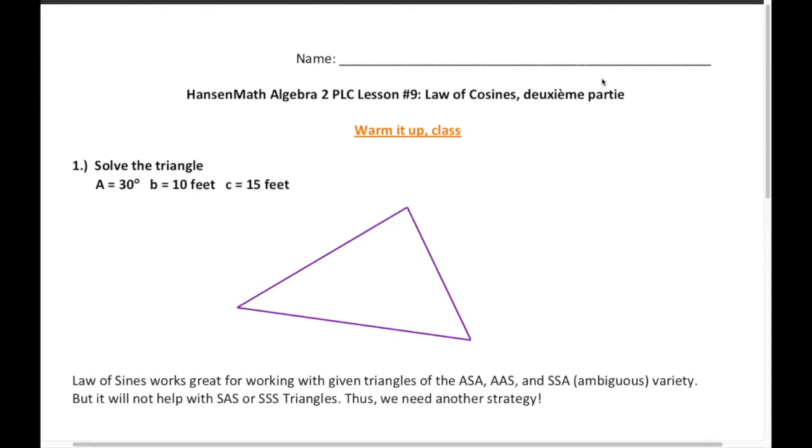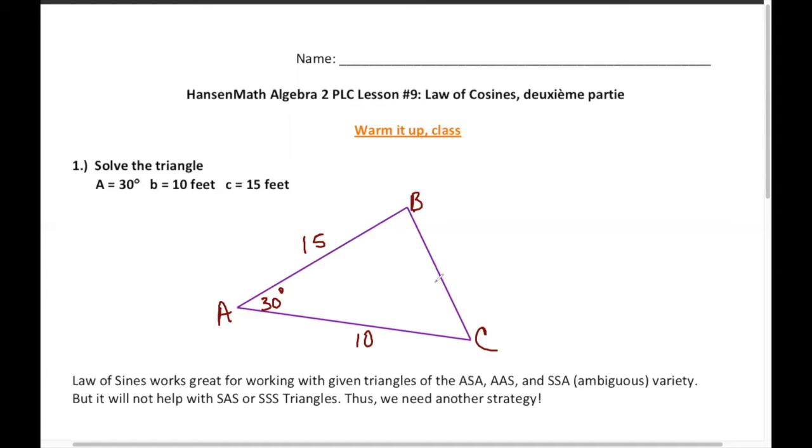Today's lesson is a cursory approach to the law of cosines. So here we go. Warm up here says solve the triangle. So I'm going to arbitrarily mark the three vertices A, B, C. Angle A is 30 degrees. Side B is 10. And side C is 15. That's all we know. What if I ask you to solve the triangle?